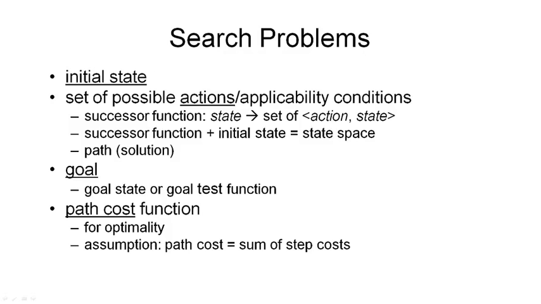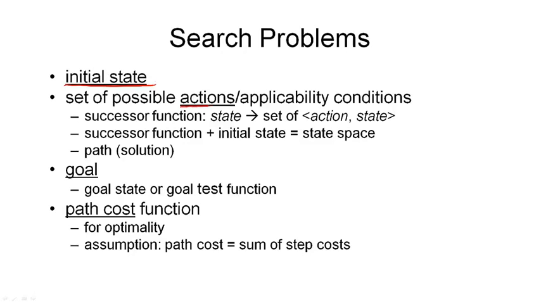Now, before we go into search algorithms, we need to characterize what constitutes a search problem. And here are the four components that characterize a search problem. The first component is the initial state. This is simply the state of the world from which we start our search. In the missionaries and cannibals problem, this was the state where all the missionaries and all the cannibals and the boat were on the left-hand side of the river.